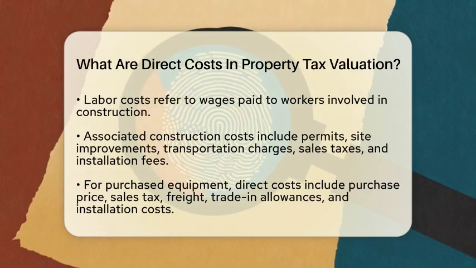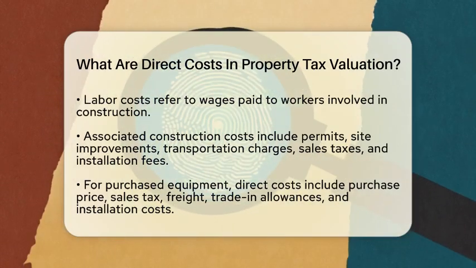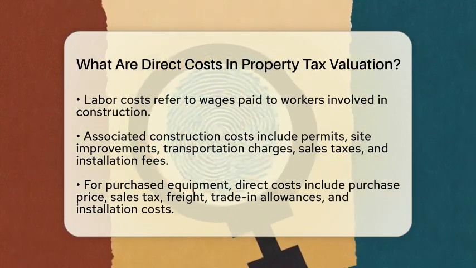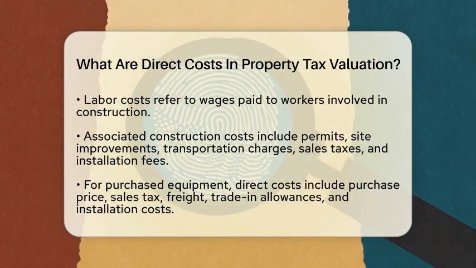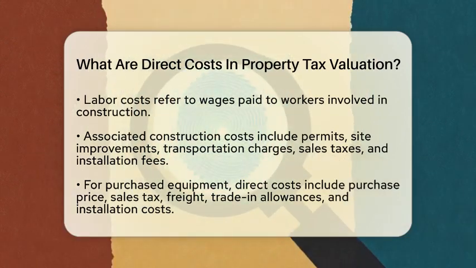Associated construction costs are also part of direct costs. These expenses include permits needed for construction, site improvements, freight or transportation charges, sales taxes, and installation fees. All of these are necessary to get the property ready for use.